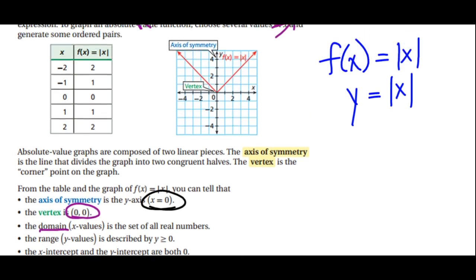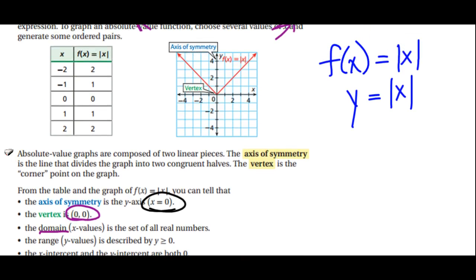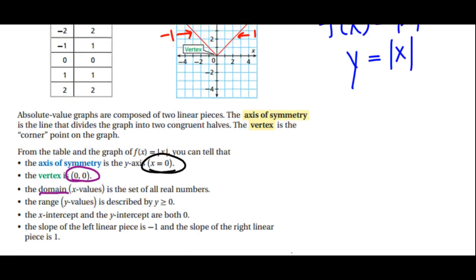Then I have two slopes here. I basically have two lines that have come together at that point. The line on the right has a slope of up one, right one, up one, right one, up one, right one. So this has a slope of 1. This side is up one, left one, up one, left one, up one, left one. So this one has a slope of -1. That might be important as we move forward.